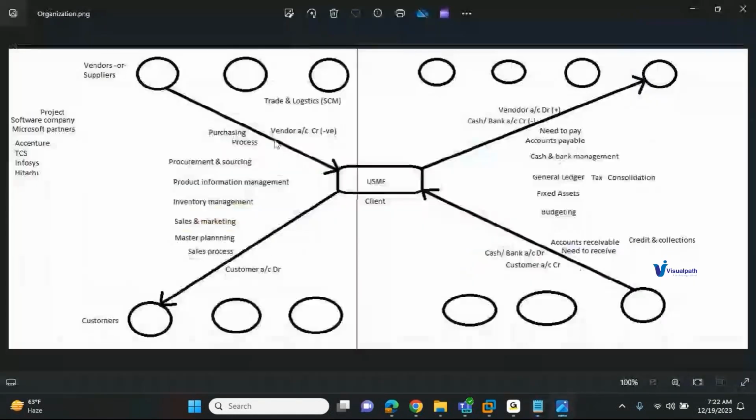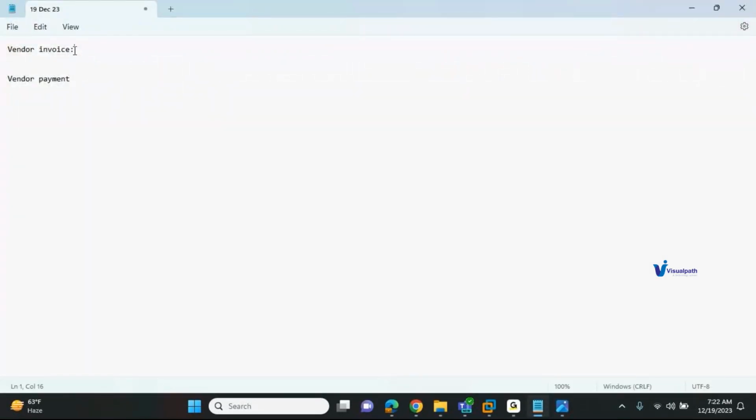So you have received material, and along with this material, you have received an invoice also. That is the vendor invoice, and then vendor payment. The vendor invoice can be done in different ways. The first one is invoice journal. The second option is purchase order to vendor invoice. The third option, pending vendor invoice. The fourth option, invoice register. The fifth option, invoice approval.